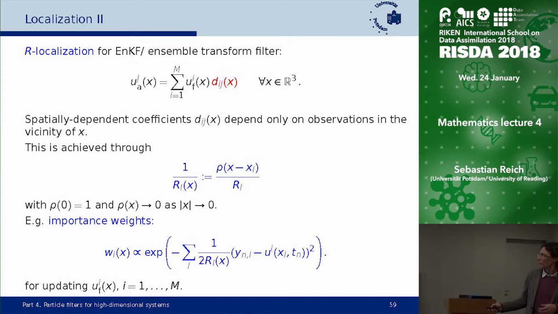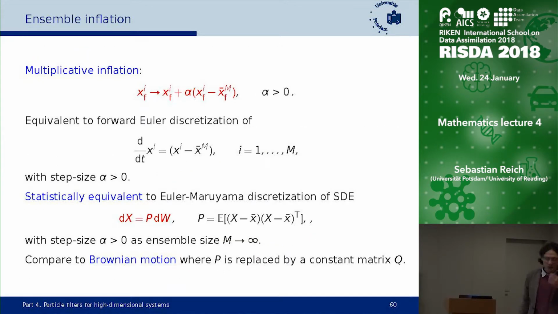Localization works the way that you artificially, in a way, increase the measurement errors so that observations that are far away are not taken into account when you compute these coefficients at a particular location. That's the essential idea without going into all the really needy details. Right, so this is about localization.